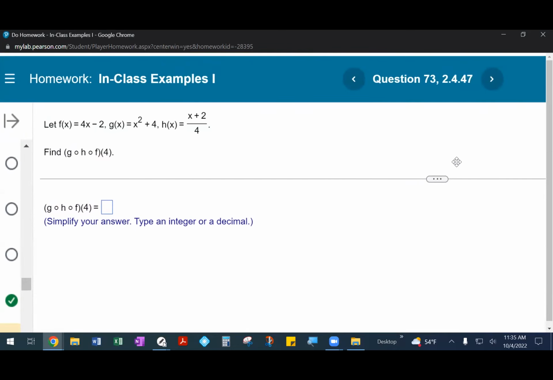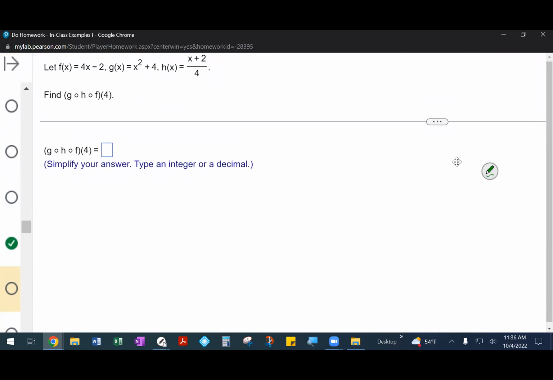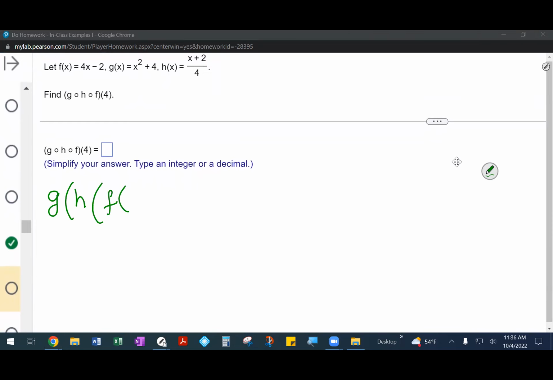Okay, so they are giving you f, g, and h functions. They're giving you the composition of g of h of f, but they're specifically asking you to do this for an x value of 4. So let me see what answers you come up with. Those of you who are online, please share your answer with me through chat so I can make sure you are comfortable with this. Start on the very inside and you're going to be using 4 as your x value.